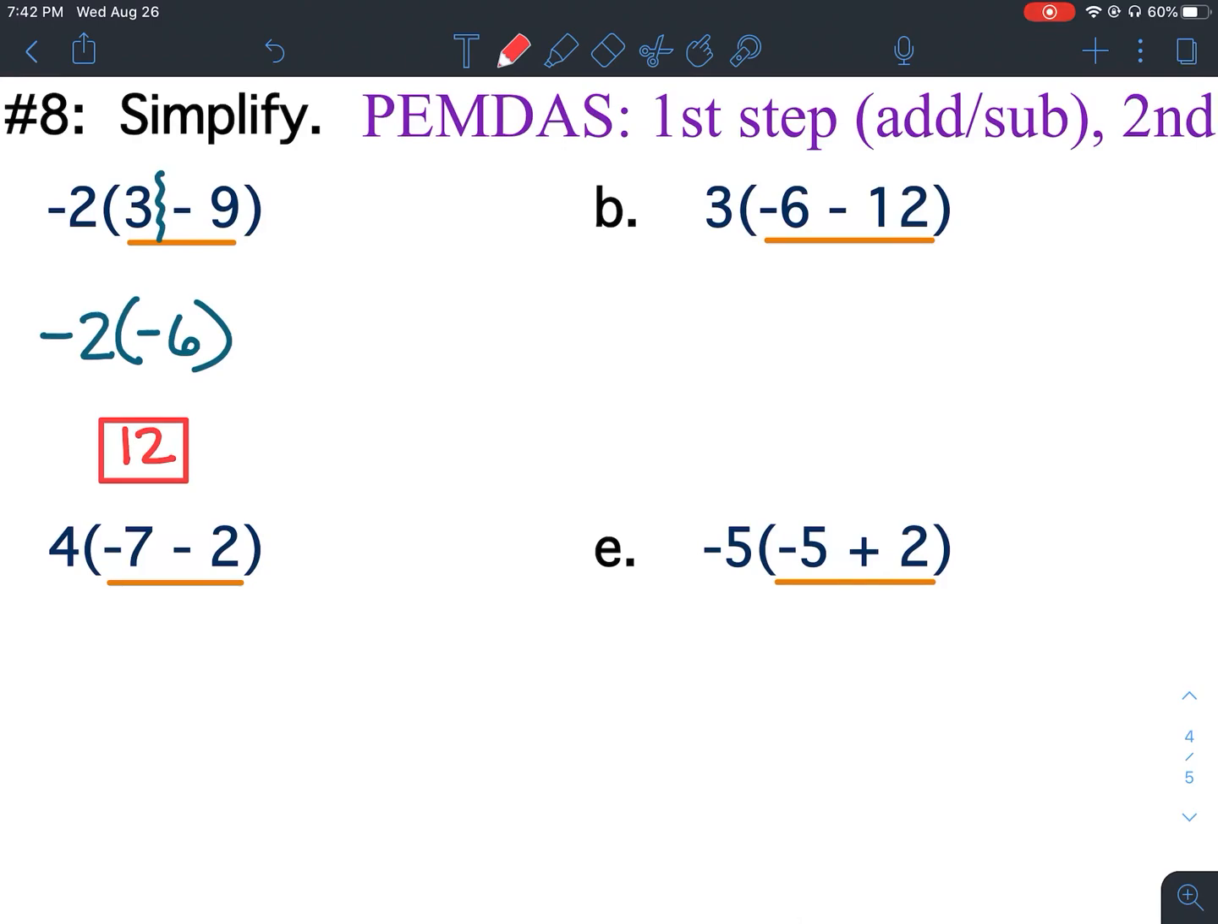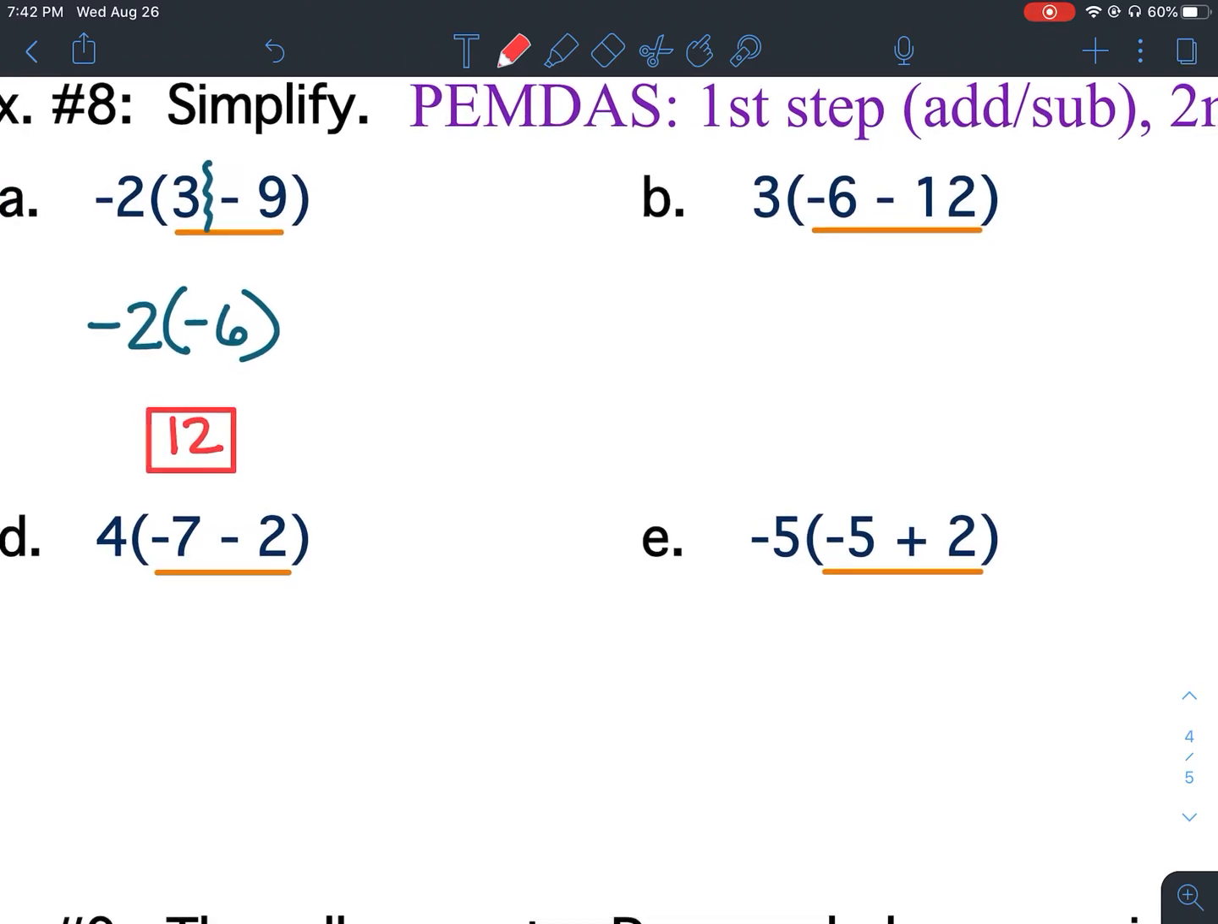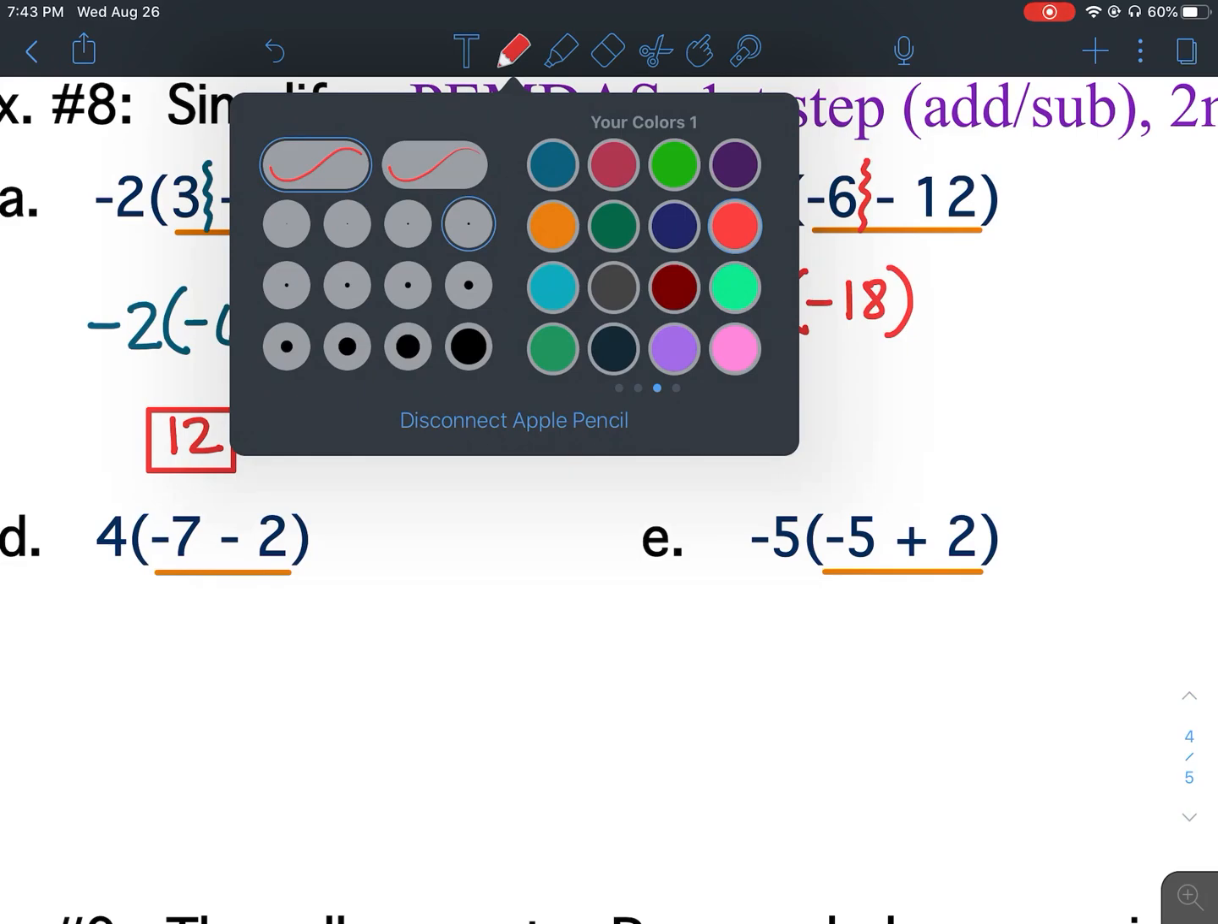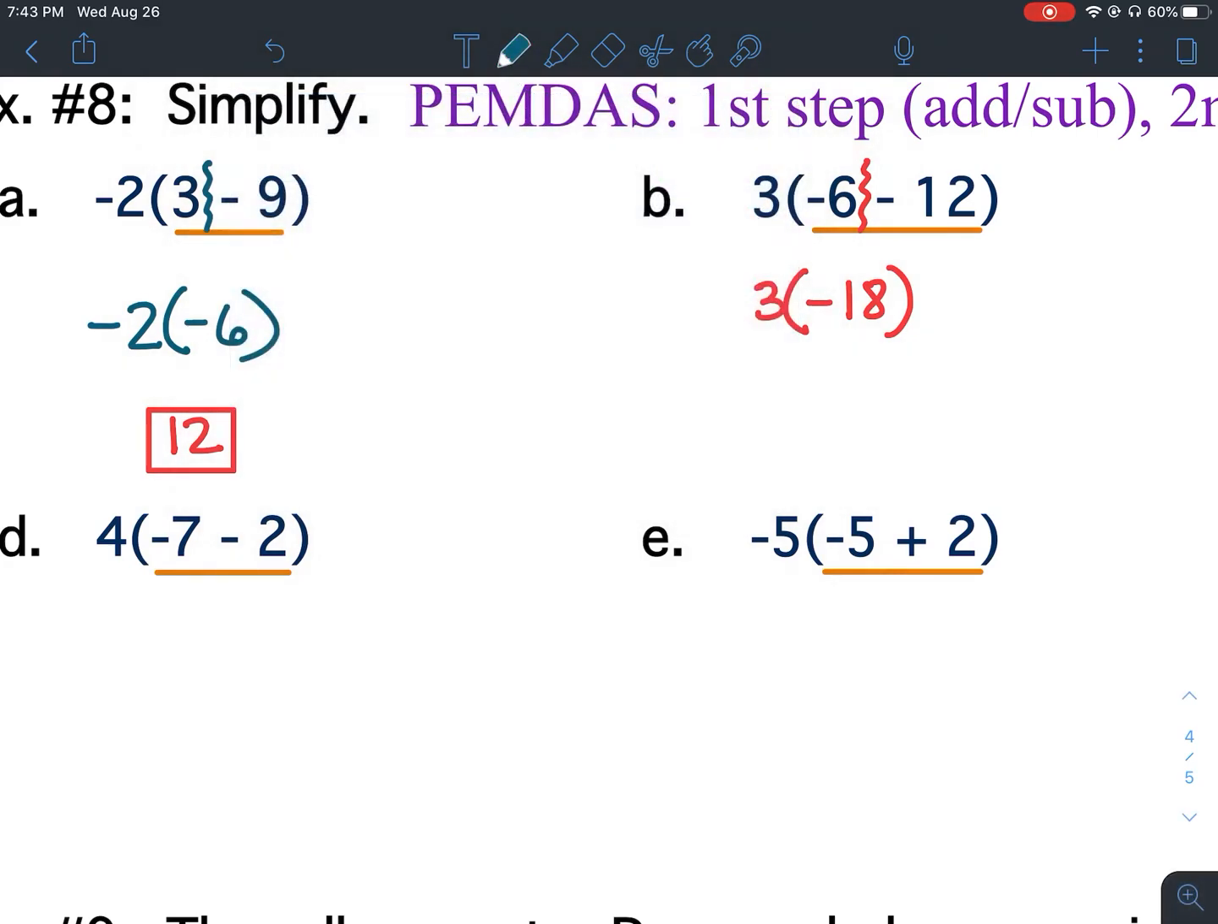For B, inside the parentheses, I have a -6 and -12. That means my signs are the same. I'm going to add them together. That would give me 18. So when you have the same signs, you add and keep the sign. So that would be -18. Now that I've done what's inside the parentheses, I'm ready to multiply. 3 times 18 is 54. Now determine, should your answer be positive or should it be negative? Well, there is one negative sign, so my answer will be negative.